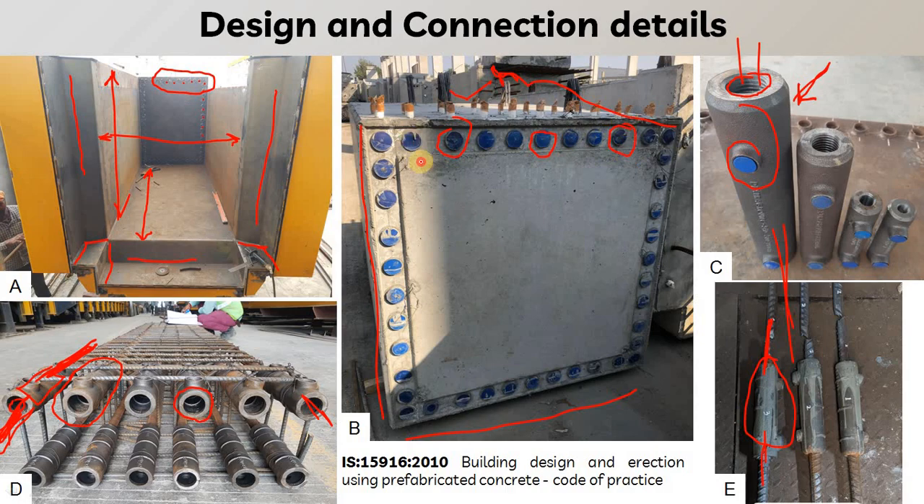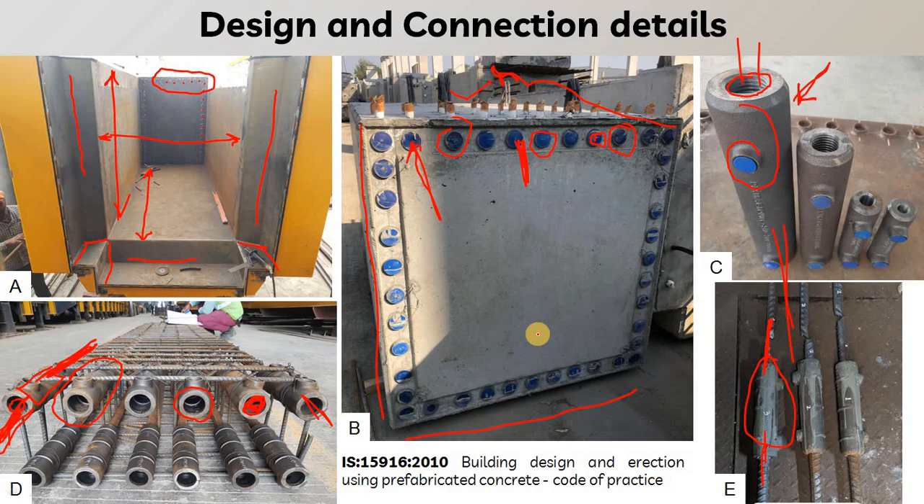So the blue one is the cap that is closed at the time of the concreting to avoid the blockage of the coupler. So after the construction, this blue cap will be removed, and you will see this kind of hole that will be in position to receive the receiving bar of the below column.